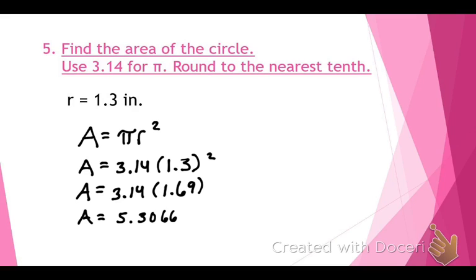Okay, and then we want to round it to the nearest tenth, so what would that be? 5.3. And what are my units? Inches squared. Good job. Remember, because we're finding the area, you want to square the inches. Great job.